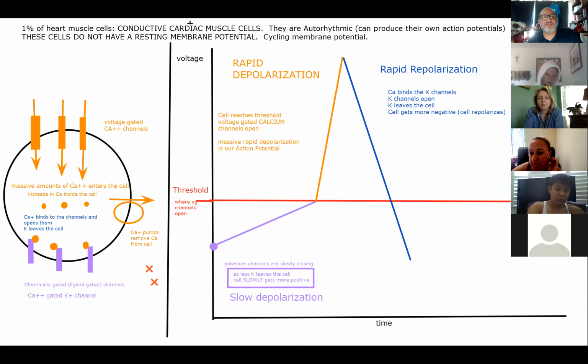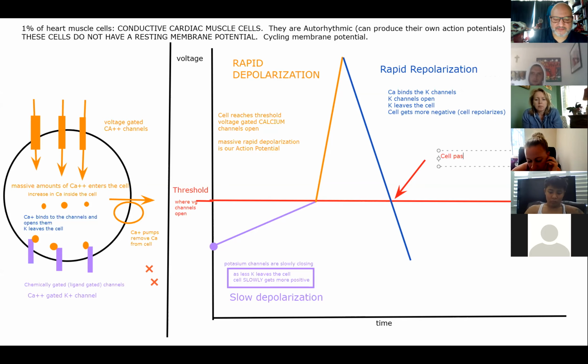Notice something interesting happened, and let's go ahead and use red for the color of this one. Right here, something interesting happened. Right here, we passed threshold on the way down. So right here, our cell passes threshold on the way down. And what happens when we pass threshold on the way down? Channels close. There you go. Our voltage gated calcium channels are going to close.